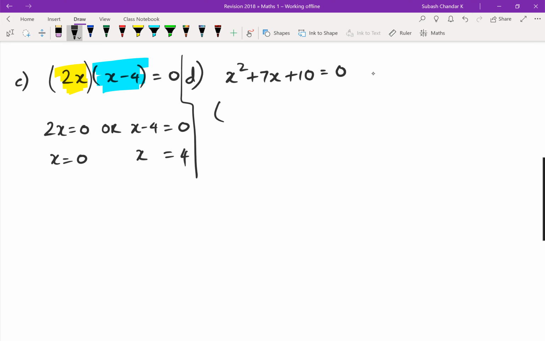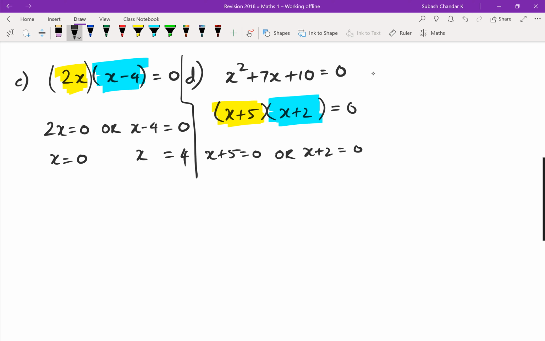You can factorize this. Factorizing means you're looking for two numbers that multiply to 10 and add up to 7. So you've got x plus 5 and x plus 2 equals 0. That means either the first bracket is equal to 0 or the second bracket is equal to 0. So I can write it like this: x plus 5 equals 0 or x plus 2 equals 0. When I do this, I get x equals minus 5 and x equals minus 2. And those are my two answers.